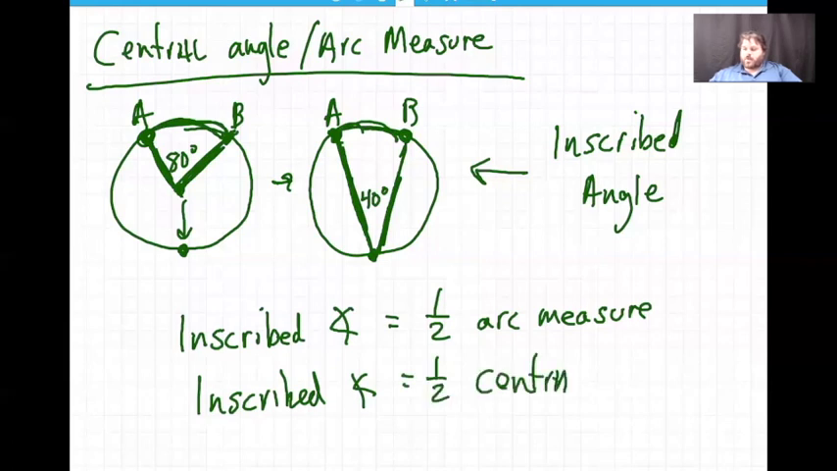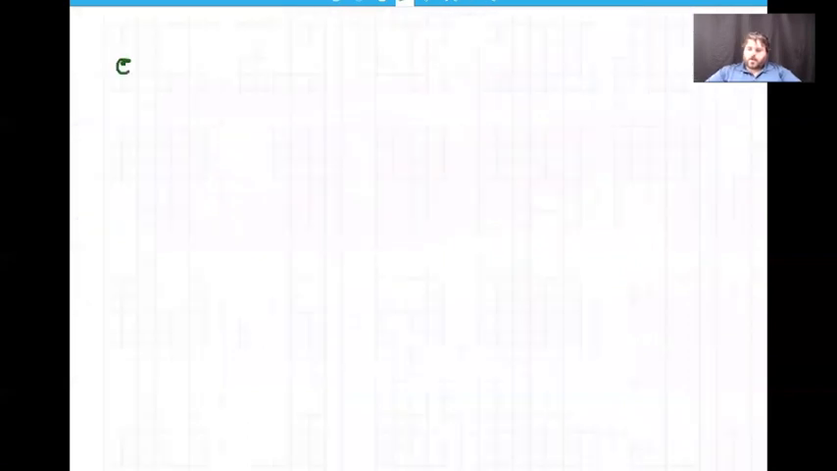It's because, remember, we said the central angle and the arc measure are the same thing. These two are the same, so that means that the inscribed angle is always half. Or you can think of it as double. The central angle is double the inscribed angle. And we'll look at some examples here. All right, we'll do a lot of examples here.